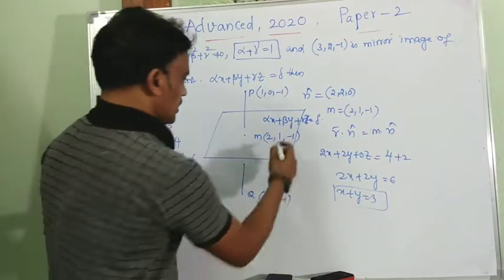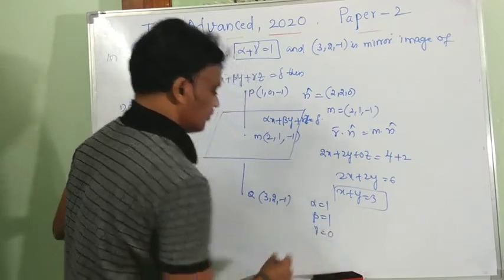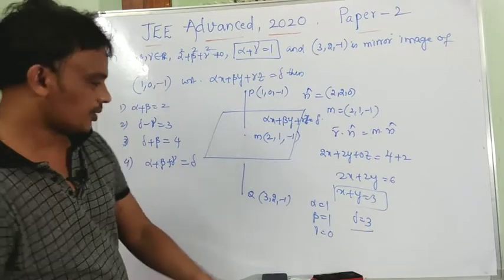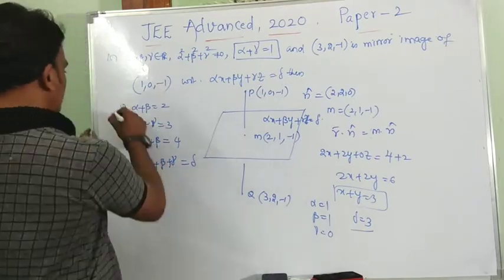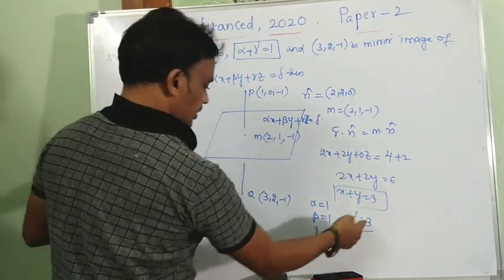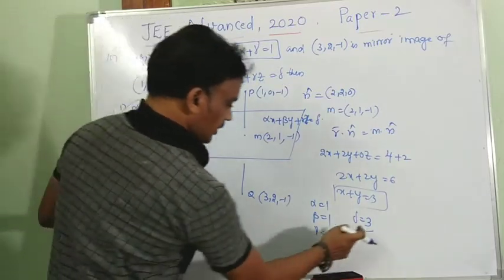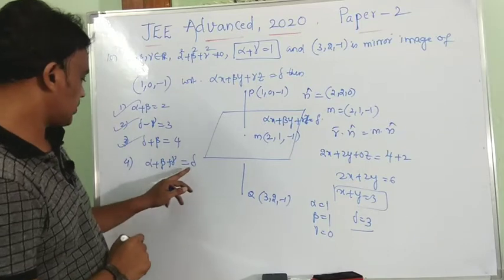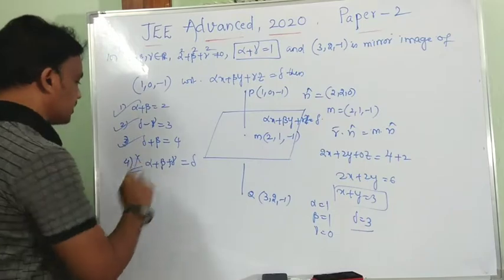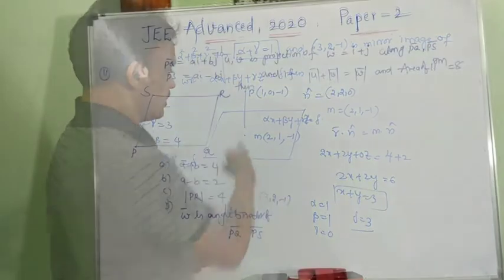As compared to this one, alpha is 1, beta is 1, gamma is 0, and your delta value is 3. Which option is correct? Alpha plus beta equals 2. Delta minus gamma is 3 minus 0, which is 3. That's good. Delta plus beta is 4. Then alpha plus beta plus gamma is 1 plus 1 plus 0, which is 2, but it is given equal to delta. This will be the option. Very simple problem, within 1 minute we get the answer.